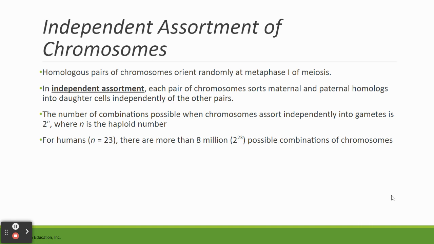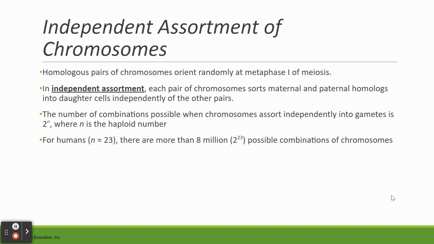Okay, so what is independent assortment? Normally, homologous pairs of chromosomes are going to orient randomly at metaphase 1 of meiosis. Like I told you, those pairings that line up, they line up randomly. There is no order. In independent assortment, each pair of chromosomes is going to sort into maternal and paternal homologs, and those are going to separate into daughter cells independently of other pairs. So the chromosomes being sorted are not going together. They're randomly getting sorted into different positions, independently of sticking to anything else.